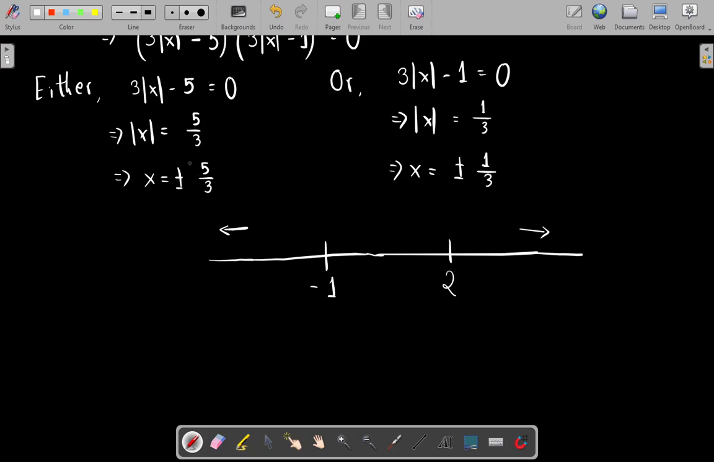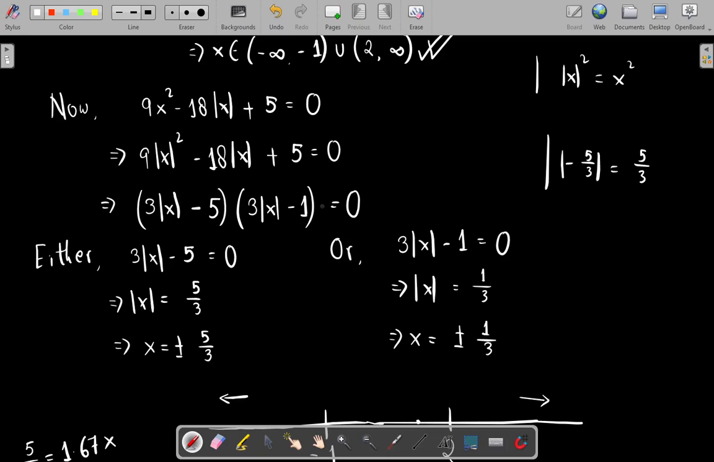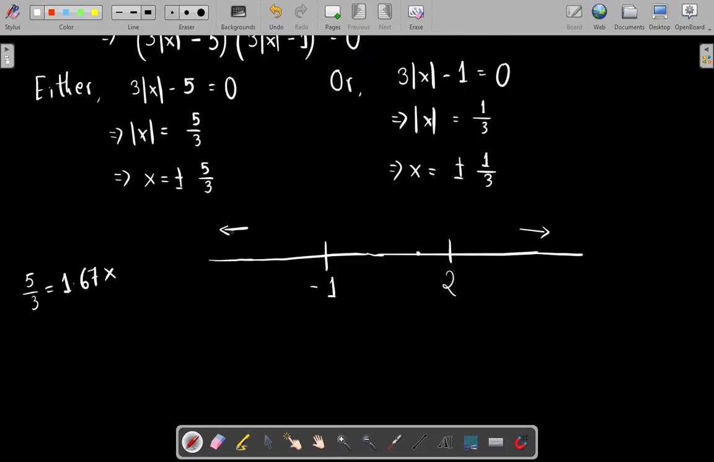Okay, now the values we get, 5 upon 3 is approximately 1.67. Okay, so 1.67 lies somewhere here. So this value cannot be taken. This does not belong to this domain of x, right? So this cannot be a root. Can we take minus 5 upon 3? So this will be minus 1.67. So this will lie somewhere here. Okay, minus 1.67. So this is in the domain. Okay, so this can be a root.